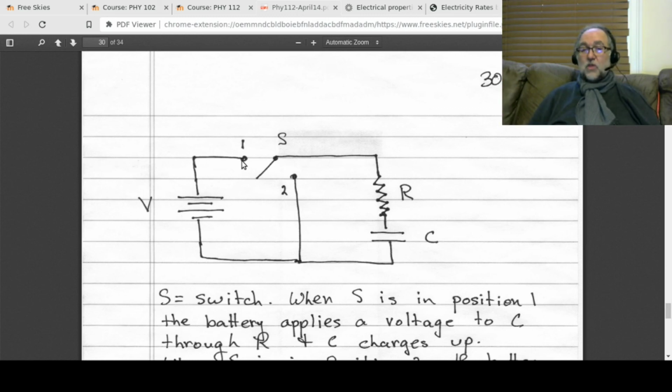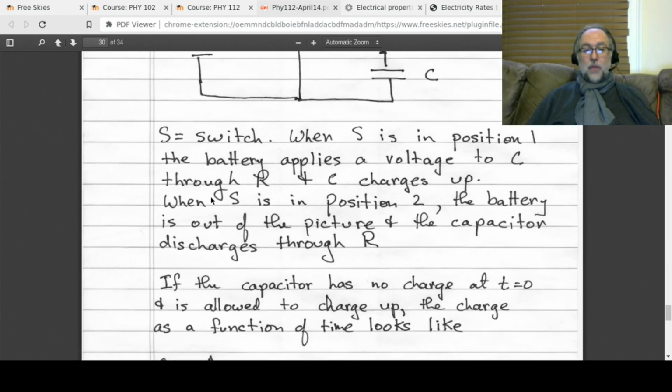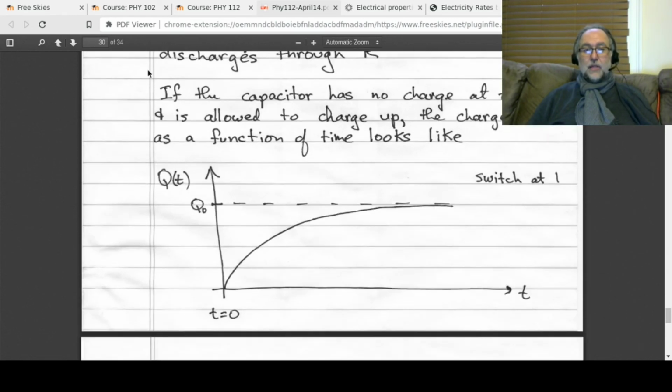At that point, you can flip the switch from position 1 to position 2. When it's in position 2, just ignore the battery. It's out of the circuit. Now all you have is the R and the C in the circuit. And guess what the capacitor does? The capacitor says, now my electrons from one side can flow through the resistor to the other side, and the capacitor discharges. So when the switch is in position 2, the capacitor is discharging. When the switch is in position 1, the capacitor is charging. There's an RC circuit in both possible cases of charging up and discharging.